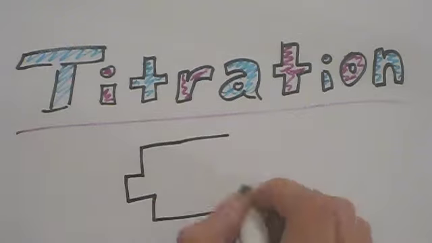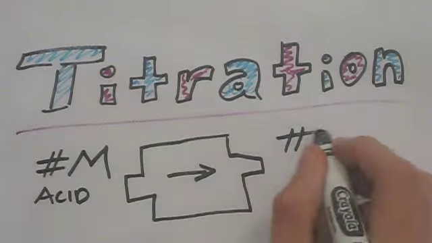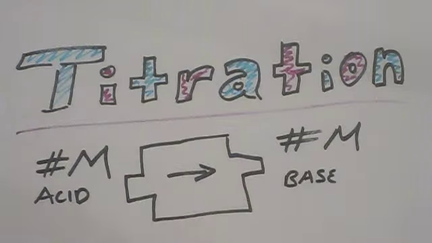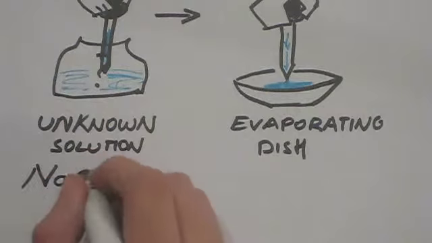Evening class. Today we're going to talk about titration of known molarity to determine the molarity of an unknown base, or vice versa. What we first are going to do is pour one of our unknown solutions into an evaporating dish. This solution is a sodium hydroxide solution, and we're going to pour 2 milliliters of it into an evaporating dish.